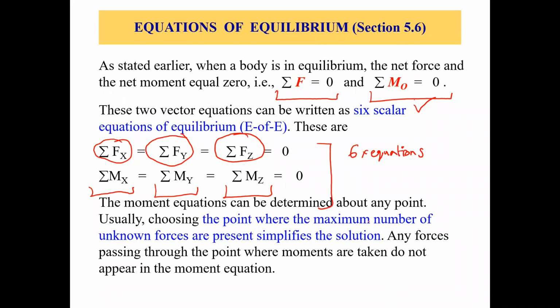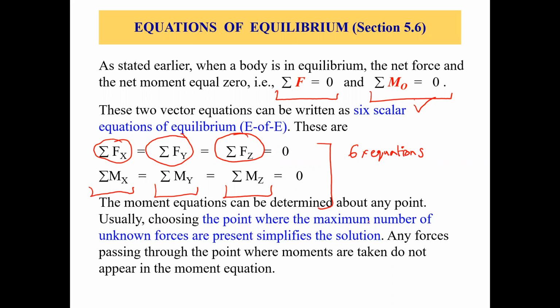We have 6 equations for 3D equilibrium, right? And how many equations of equilibrium do we have for 2-dimensional space, for 2D analysis? Do you remember? We have been talking about that. We have practiced on some practice problems on that. So for 2D space, we have 3 equations of equilibrium: sigma Fx equals 0, sigma Fy equals 0, and sigma moments equals 0, right?